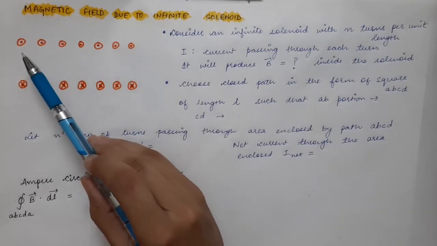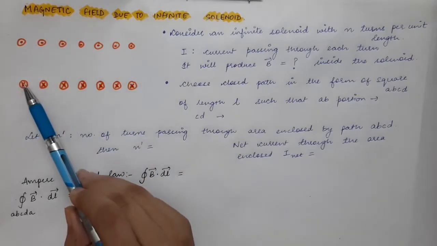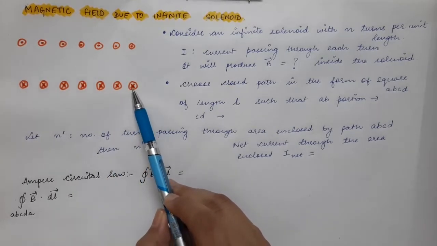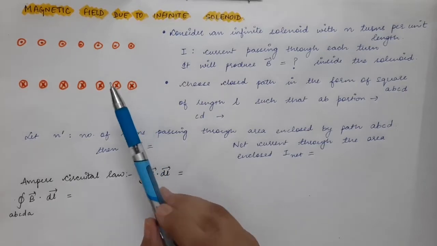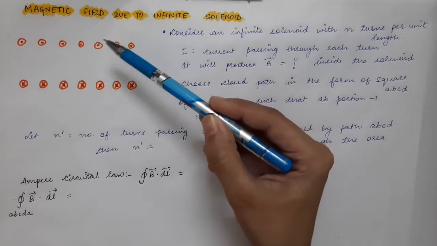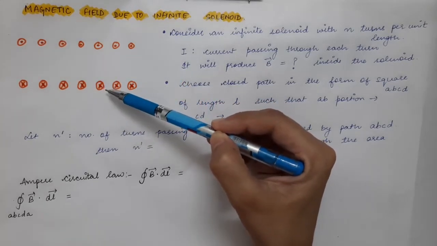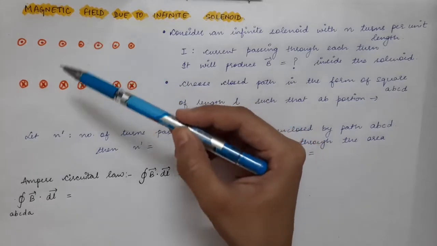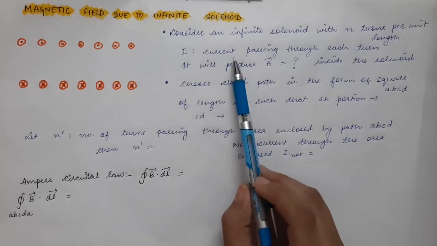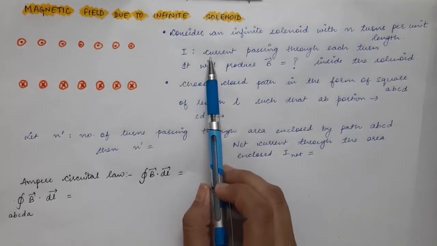Now in this solenoid, I have represented these dots. These dots mean that current is directed towards the observer at these points, and over here I have drawn crosses, which means the current is directed away from the observer, or you can say it is pointing inside the paper. So current is actually flowing like this in the solenoid. Over here the current is coming towards the observer, and at this point the current is going inwards. Now I is the current passing through each turn.